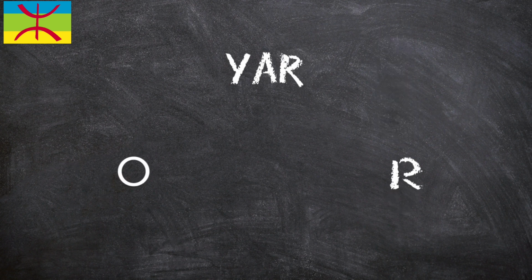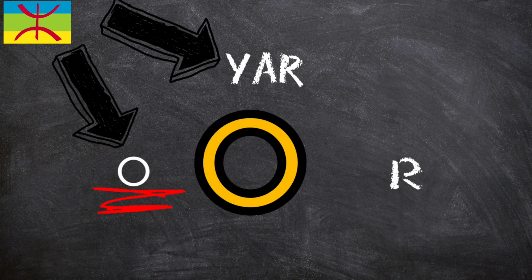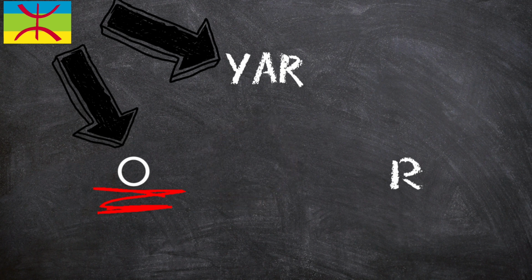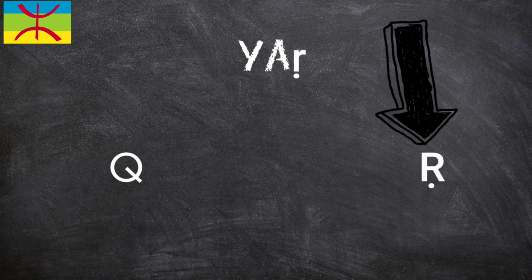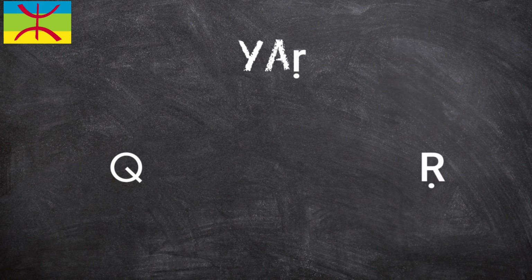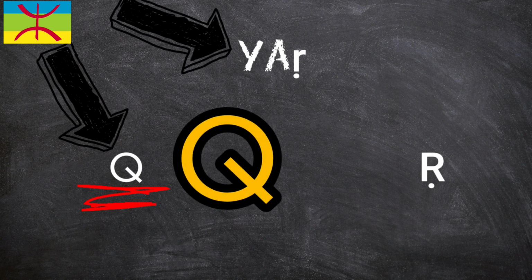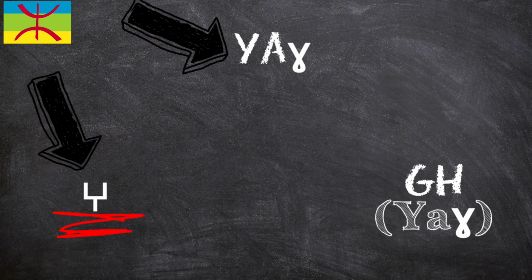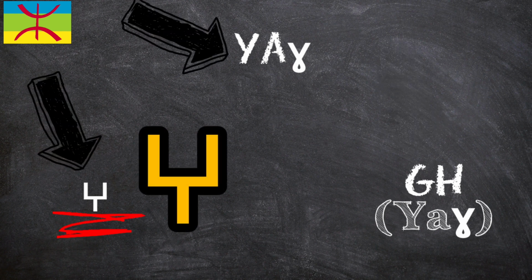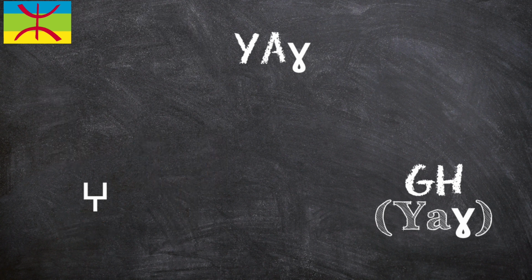R, yer. R, again with a fricative sound, yor. R, yer. Try to say R. If you can do that, you pretty much nailed it.